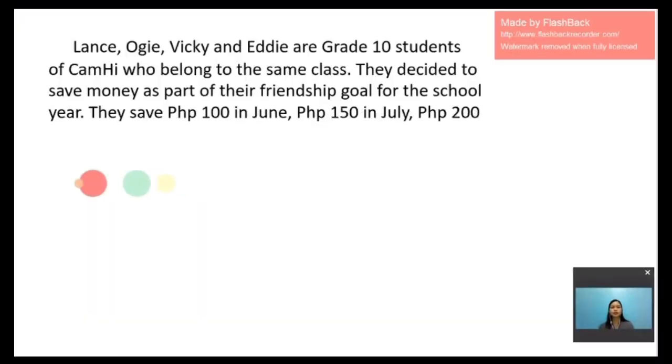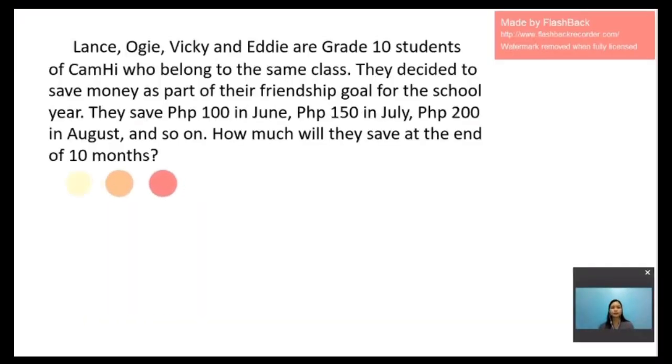Okay, so let's solve this particular problem, a real-life application of arithmetic series. The problem is: Lance, Uge, Vicky, and Eddie are grade 10 students of Kamhai who belong to the same class. They decided to save money as part of their friendship goal for the school year. They saved 100 pesos in June, 150 pesos in July, 200 pesos in August, and so on. How much will they save at the end of 10 months?